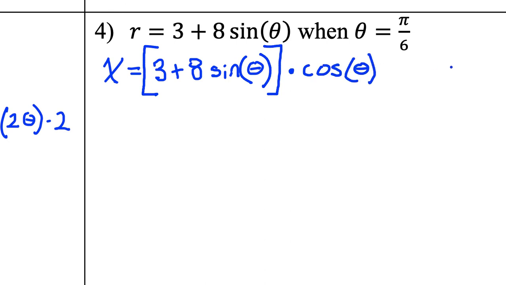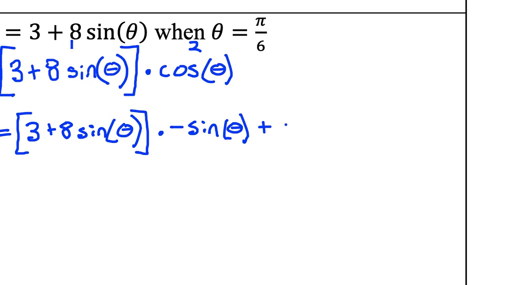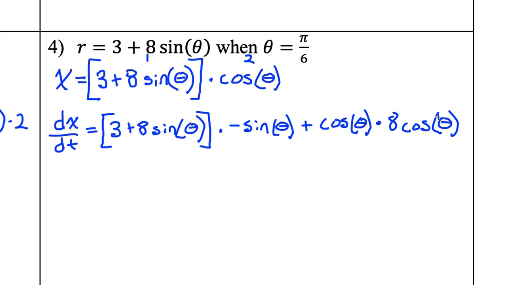Let's find our dx dt, and then we'll plug in some things. So the derivative, again, this is my 1, this is my 2, so it's 1d2. So 3 plus 8 sine of theta, that's my 1. And it's going to be multiplied by the derivative of 2, so it's going to be negative sine of theta, plus 2d1. So 2 is cosine of theta, times the derivative of 1. The derivative of 3 is a constant, so it's 0. The derivative of 8 sine of theta is 8 cosine of theta. So let me say times 8 cosine of theta. All right, and I'm not going to simplify yet. I'm just going to go ahead and plug in.